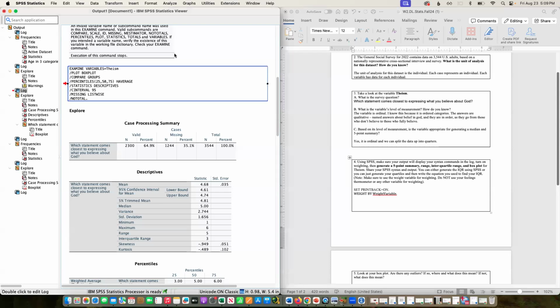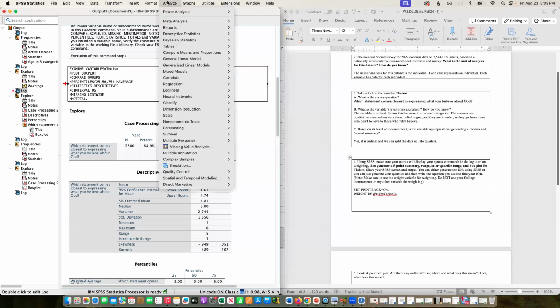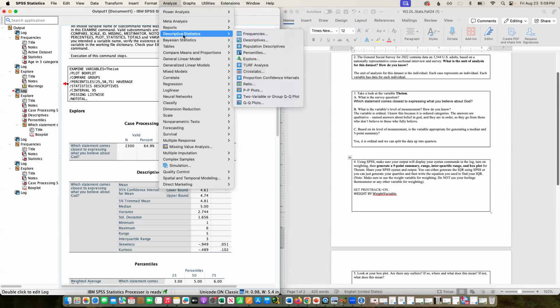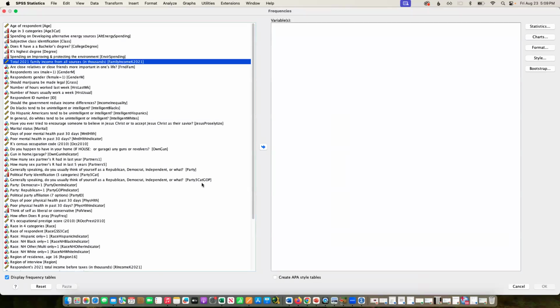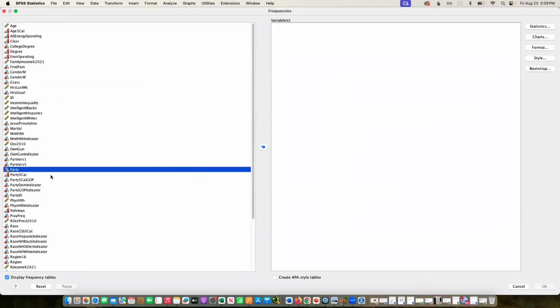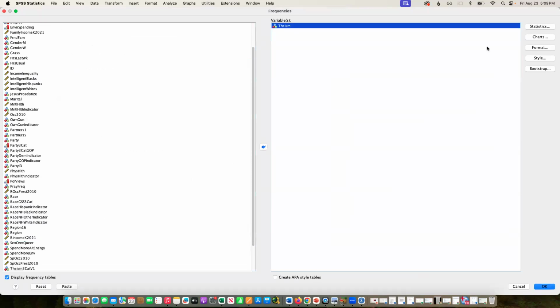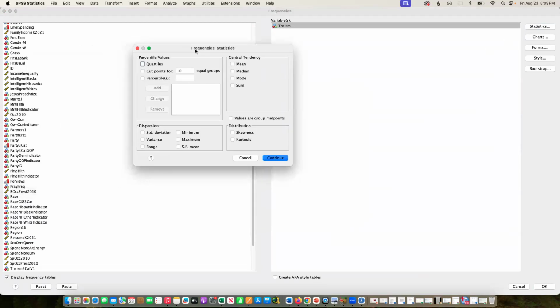And you can look back at the chapters if you want kind of the guide to see where to click, but I'm gonna do first, let's try analyze, descriptive statistics, frequencies. And so here I'm gonna put theism in here. And I need to tell it what statistics do I want. So I'm clicking on that statistics button and this new window pops up. I want quartiles, I want the median, I want my minimum, I want my maximum, I want my range.